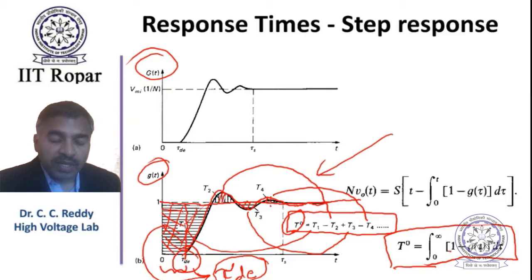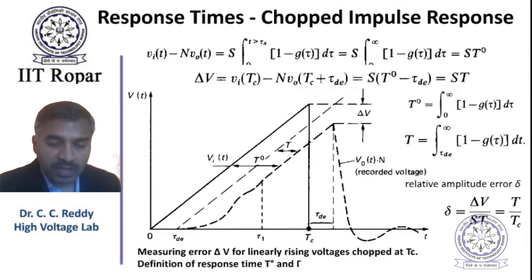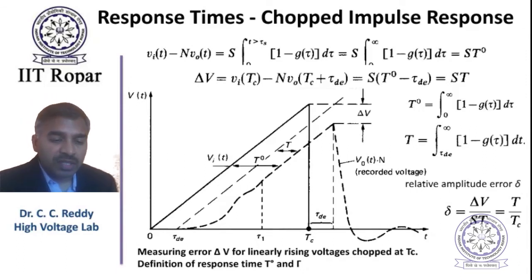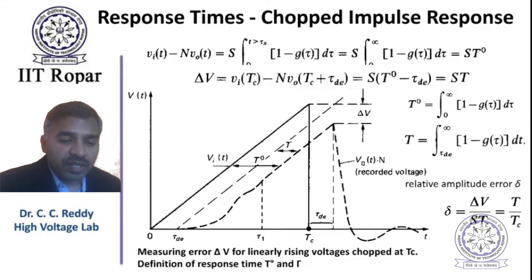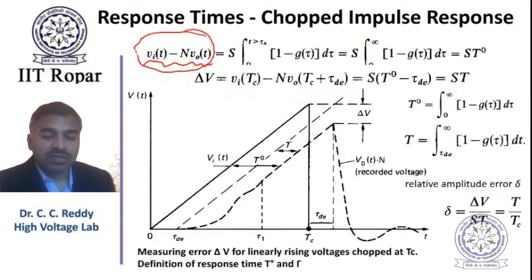Now let us see this in terms of the impulse response. Now response time, chopped impulse response. The same things that we observed here apply. Here you can see Vi of t minus n times output, input minus n times output, the same as whatever we have used there. So this is nothing but st will go.